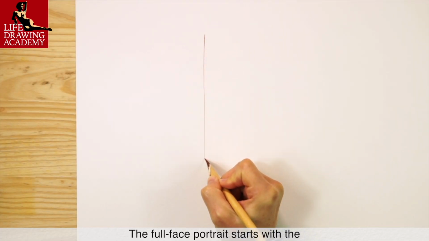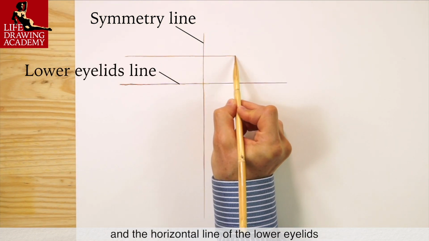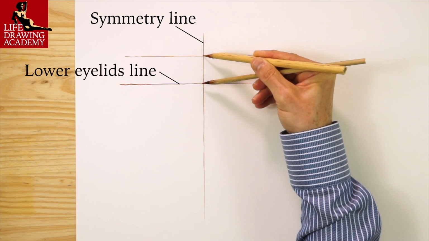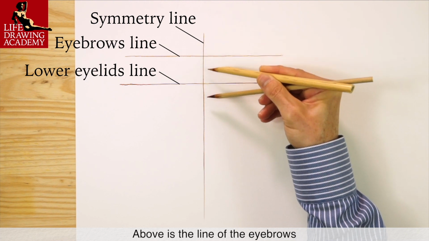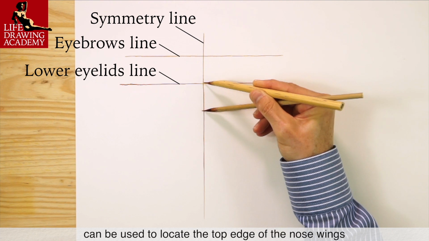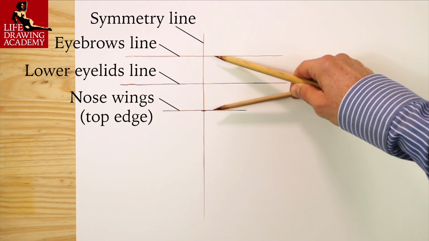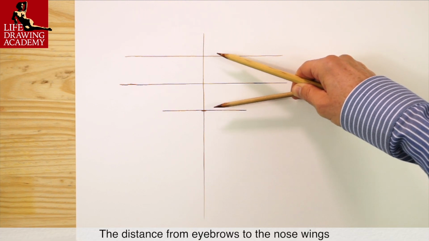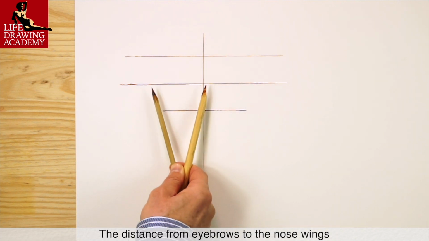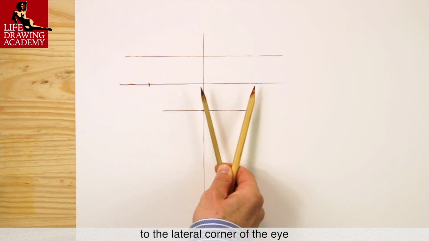The full face portrait starts with the vertical line of the face symmetry and the horizontal line of the lower eyelids. Above is the line of the eyebrows. The distance between the 2 horizontal lines can be used to locate the top edge of the nose wings. The distance from eyebrows to the nose wings is the same as from the central line to the lateral corner of the eye.